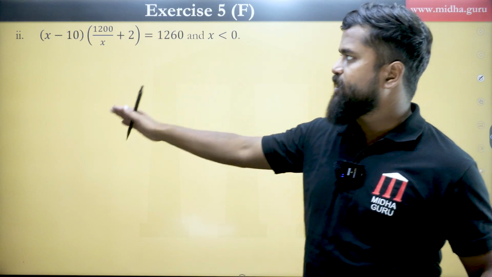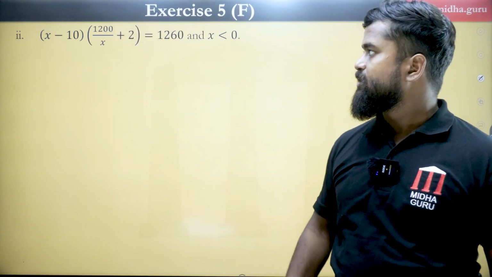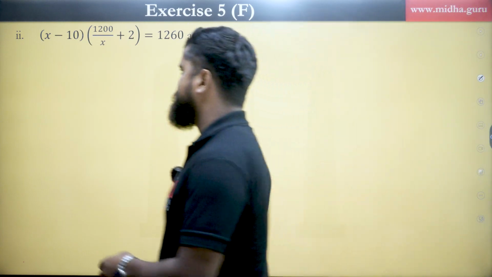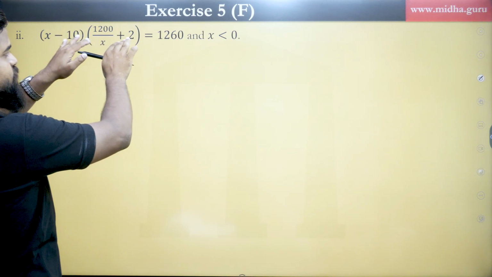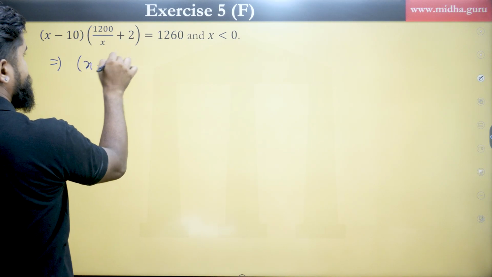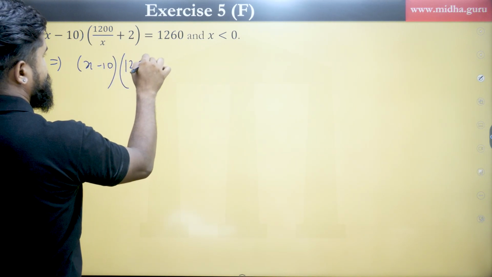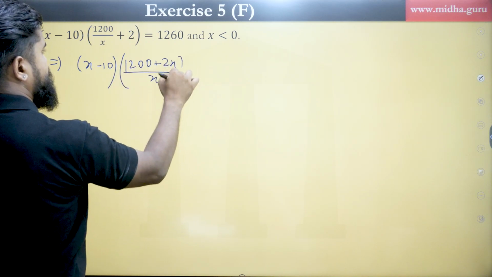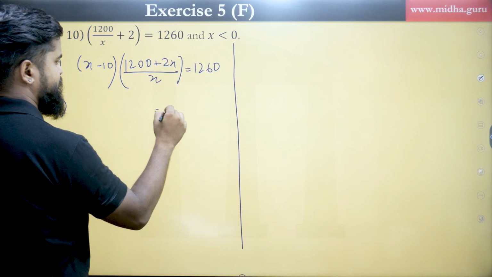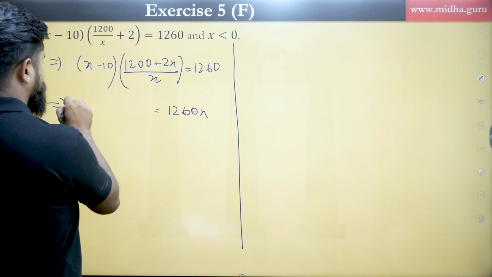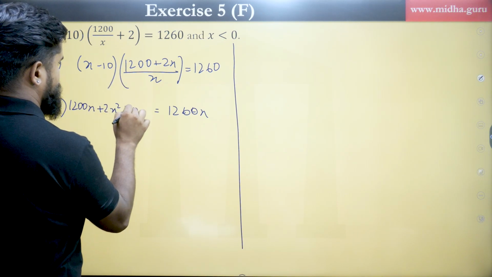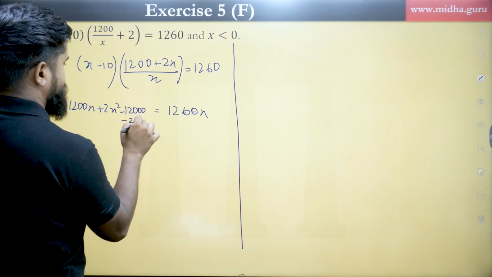So the next question is x minus 10 into 1200 by x plus 2, which is equal to 1260. So we'll just start by doing all the mathematics. Here if we see in this bracket it is 2, which is 2 by 1. So we'll take the LCM as x and then we'll equate it. So this becomes x minus 10 into 1200 plus 2x by x is equal to 1260. So I take this x directly up there, we get 1260x. Now x into 1200 is 1200x, 2x squared minus 12,000 minus 20x.